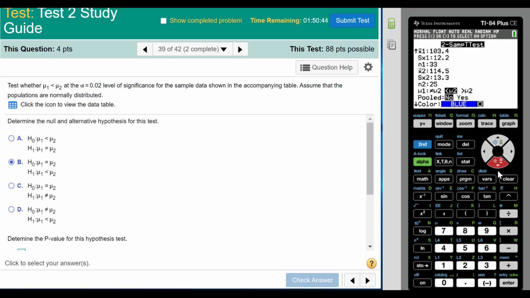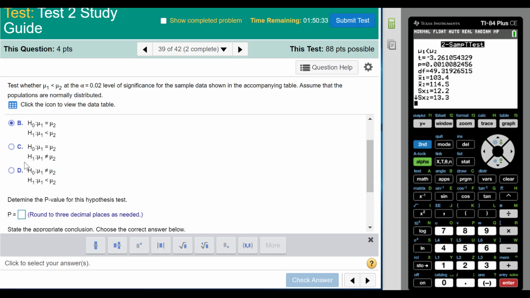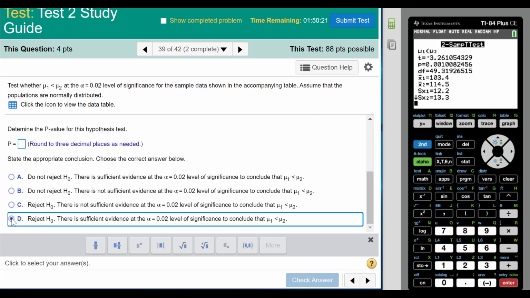And then scroll down, and hit calculate. So t is negative 3.26. You put the p-value here, whatever the p-value is, which is what? 0.001. And what's alpha here? 0.02. This p-value is less than alpha, so we reject H0. And we say there is sufficient evidence to conclude that mu1 is less than mu2.